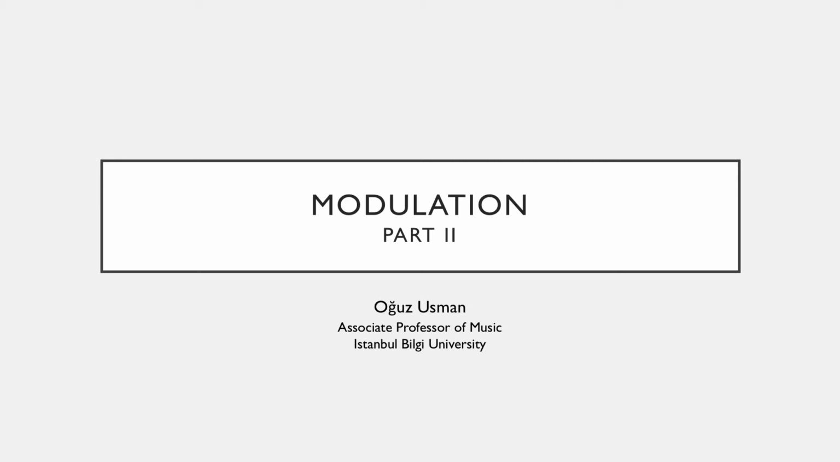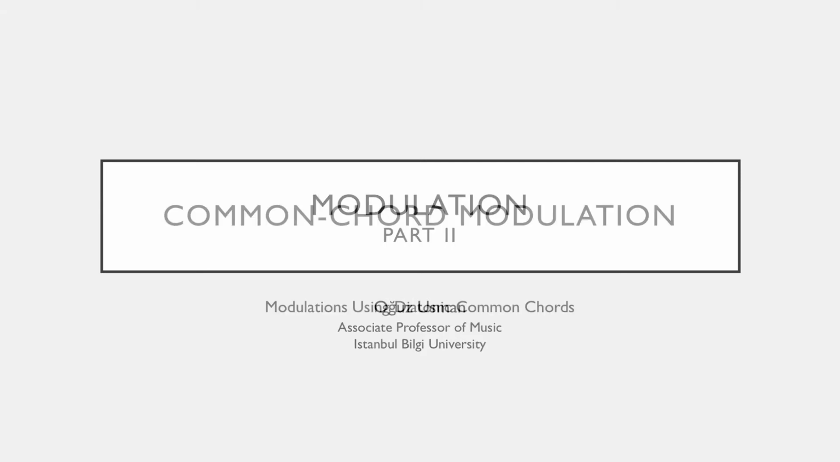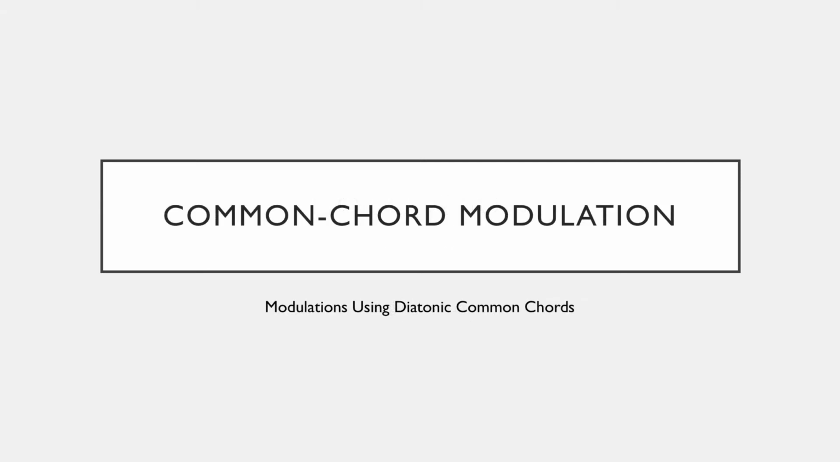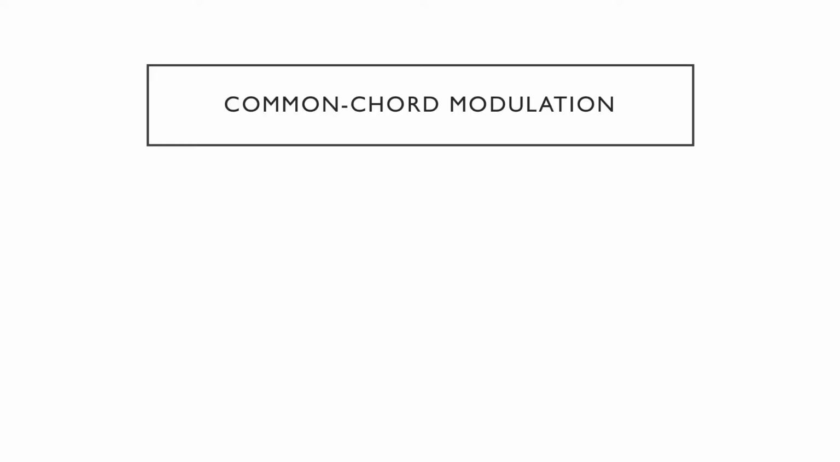Hello. In this lecture, we are going to talk about the most common type of modulation, which is the common chord modulation. Those are modulations using diatonic common chords. In this type of modulation, a common chord serves as a hinge or pivot linking the two tonalities.